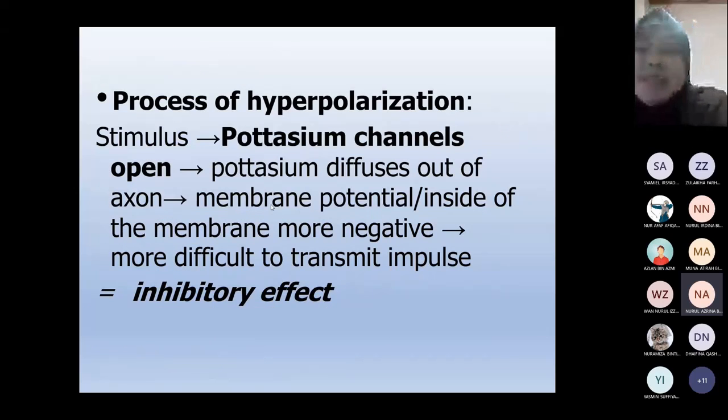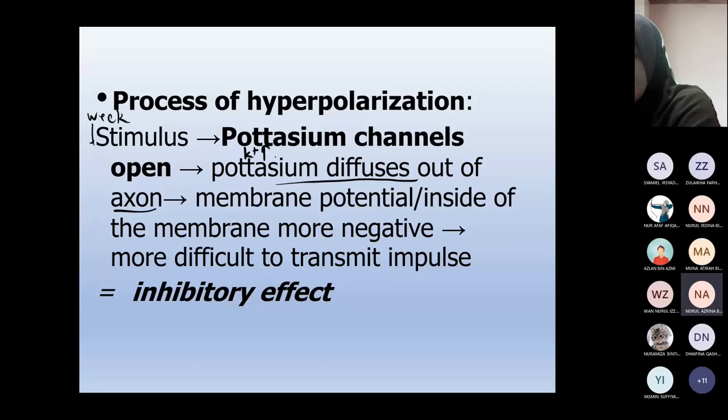So look at here, the summary of the process of hyperpolarization. The stimulus, we are referring here to the weak stimulus, right? Since the stimulus is weak, it causes the opening of potassium ion channels. So potassium ions diffuse out of the axon. Why does it diffuse out of the axon? We have discussed that the concentration of potassium ions is higher inside and lower on the outside. So that is why potassium ions diffuse out of the membrane.